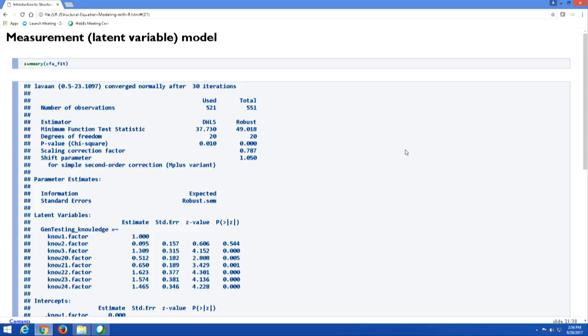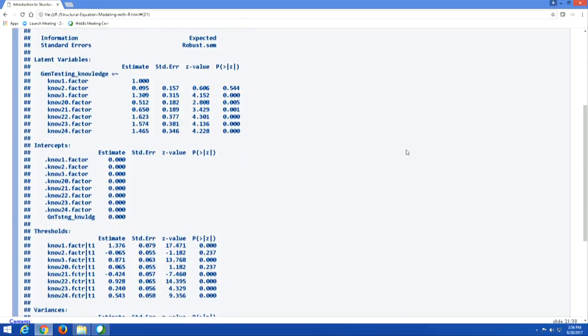And down here we have the sort of model output, the parameters that we estimated. And so the first thing I want you to see here is that the coefficient for the first question, which is just labeled knowledge 1 on the one factor, is fixed at 1. So the default behavior here was just to fix it at 1. And so now I have to interpret all the other variables relative to that.